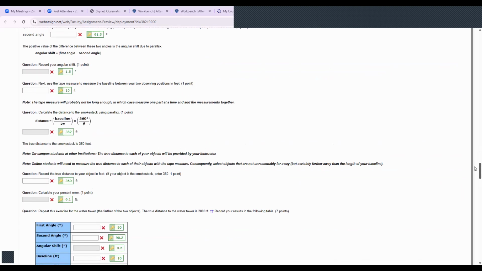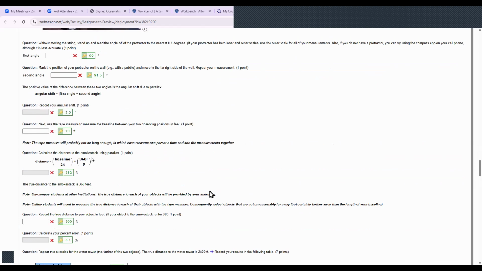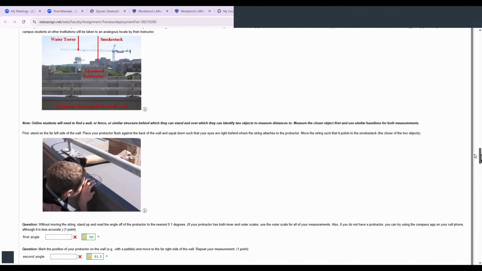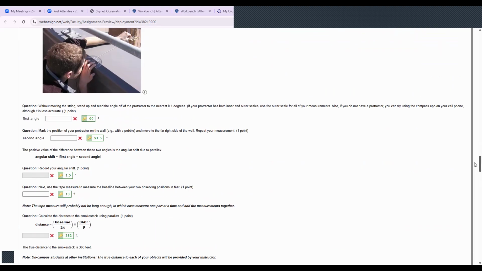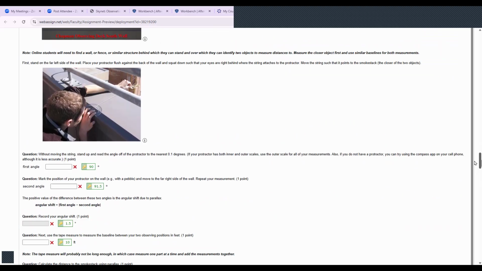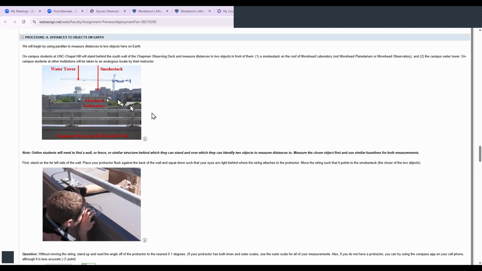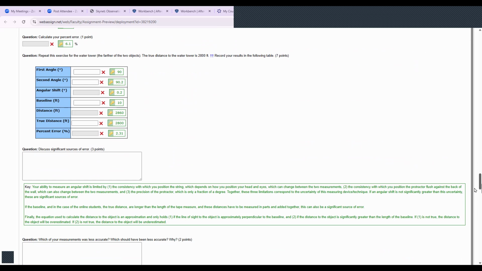This exact exercise is not applicable for you, but you can repeat it in the same way with a different object, instead of taking this picture related to the campus at Chapel Hill.